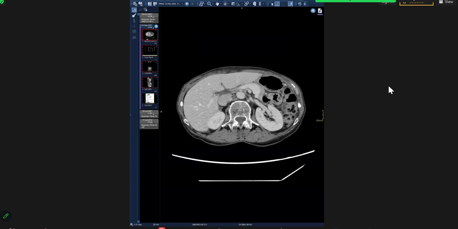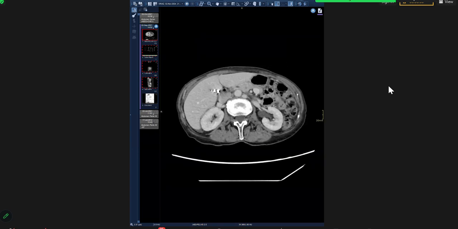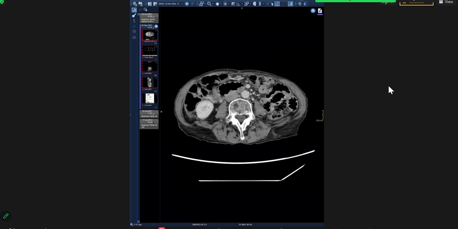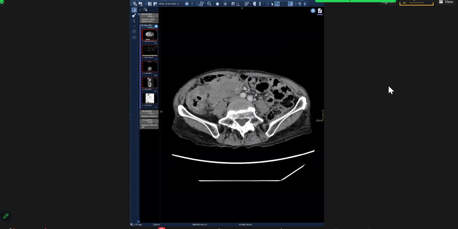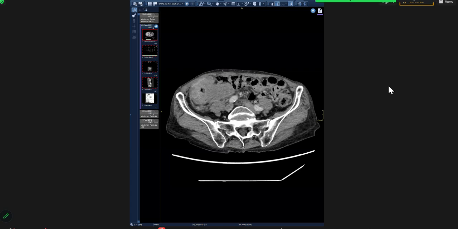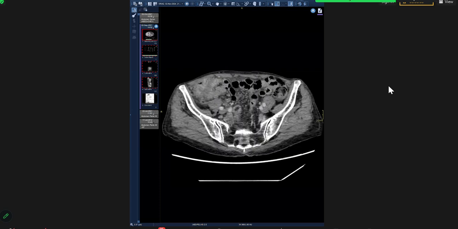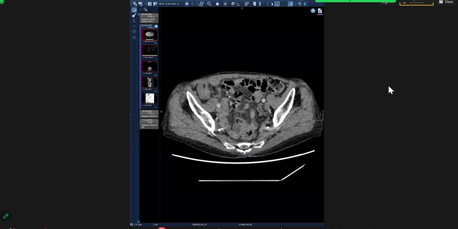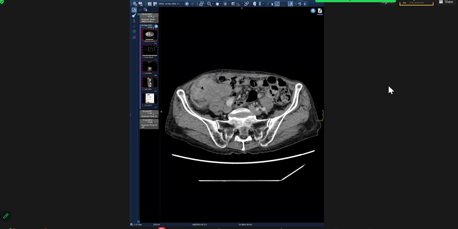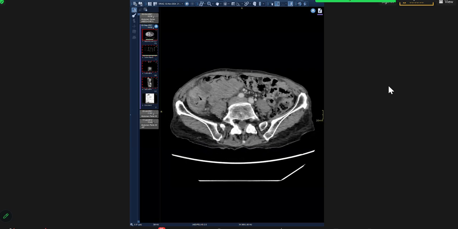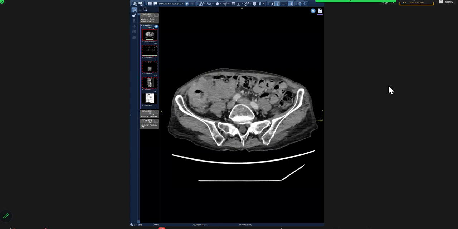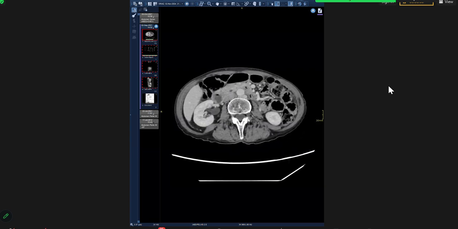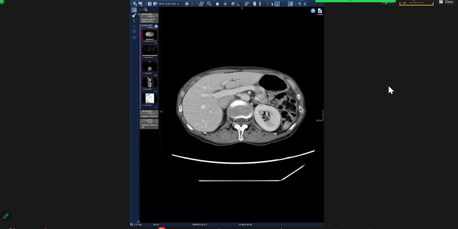CT scan abdomen axial sections of the same patient taken in the post-contrast enhanced phase. In these images, I can appreciate that there is a soft tissue density mass noted in the right iliac fossa with significant mesenteric haze in the pelvis. I can appreciate that this mass predominantly shows homogeneous enhancement.